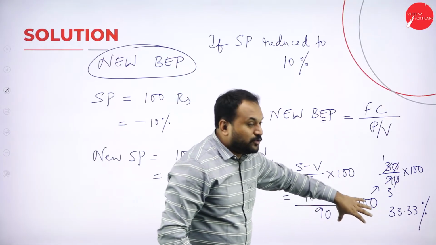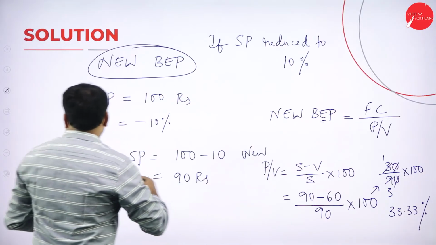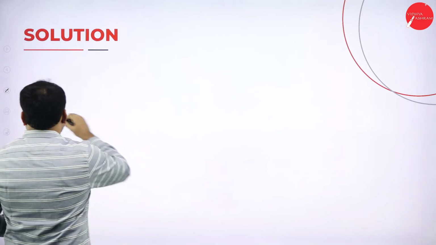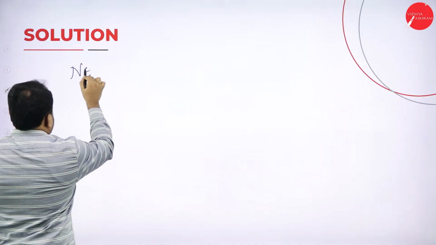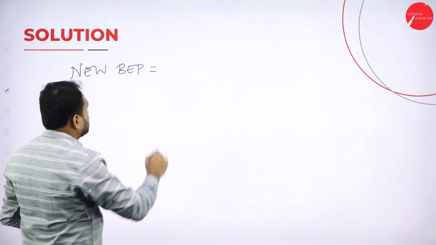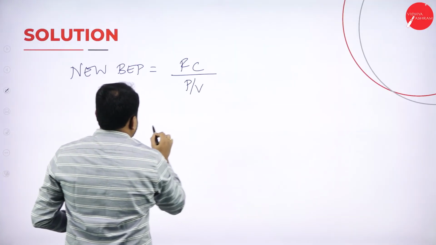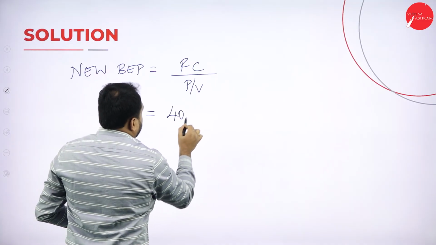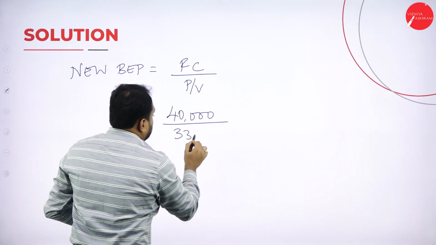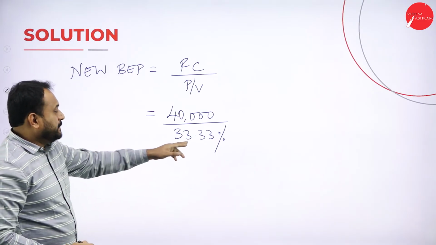The minute I get the new PV, now I need to go with the fixed cost by PV. New BEP is equal to fixed cost divided by PV. Now I know fixed cost is how much? 40,000 divided by PV, which is 33.33%. Never forget to write the percentage.